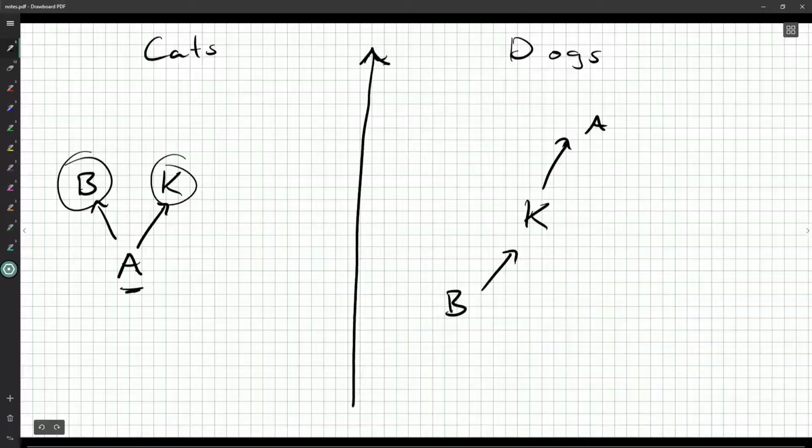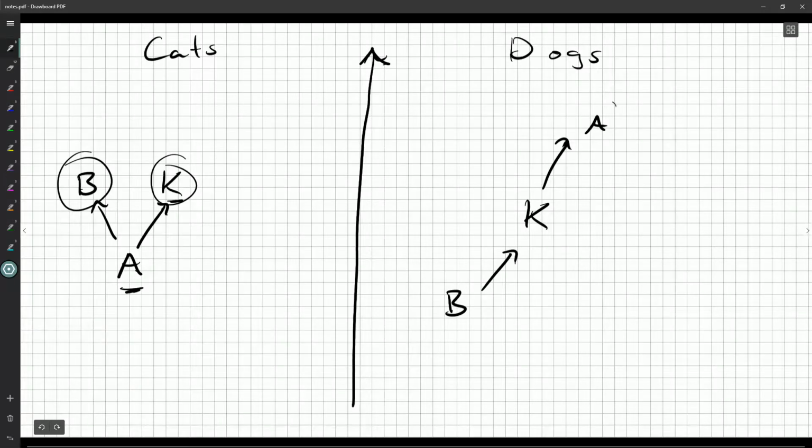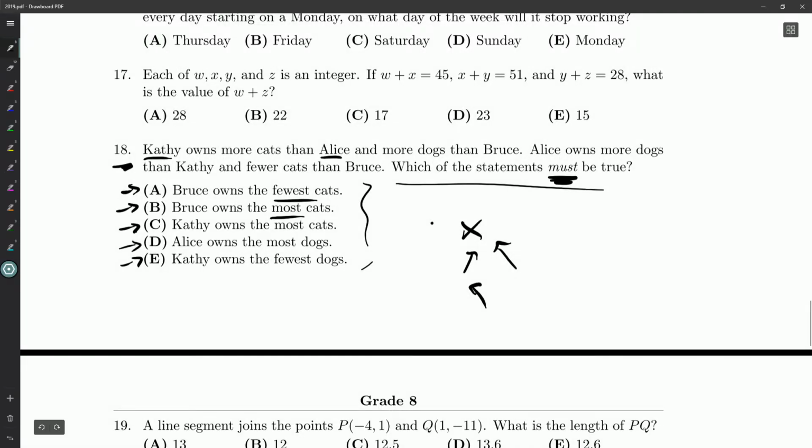Kathy owns the most cats, same thing. She has a lot of cats, more than Alice, but more than Bruce? We don't know, so we can't say it must be true. Alice owns the most dogs? Absolutely. She owns more than Kathy, who owns more than Bruce, so Alice must own more than Bruce. So D has got to be the right answer.